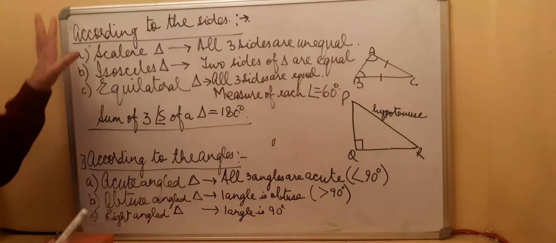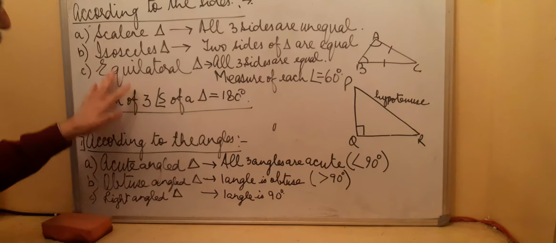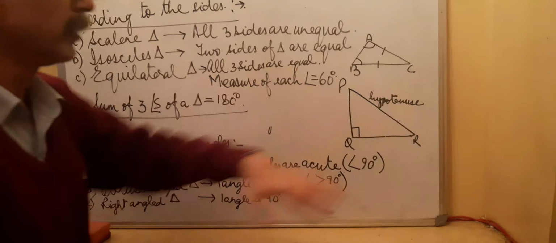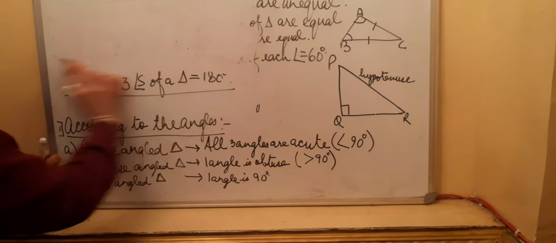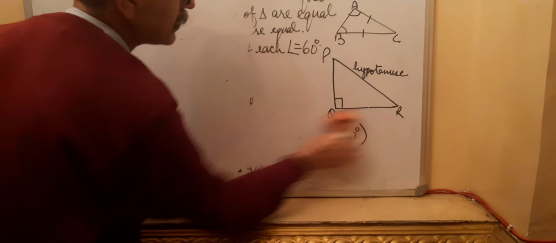Now, this is about the triangle, the types of triangles, and the properties. Some properties I've covered over here. Now we move on to the terms related to the triangle.